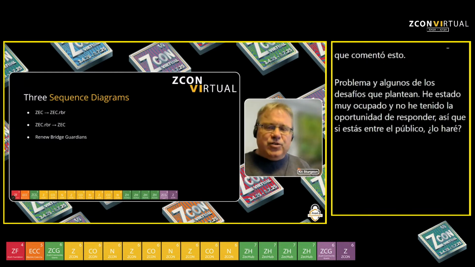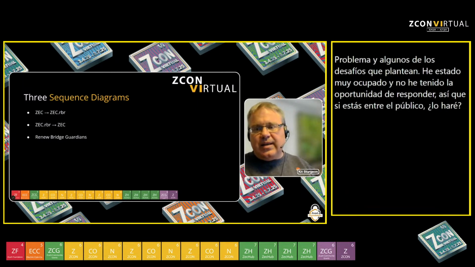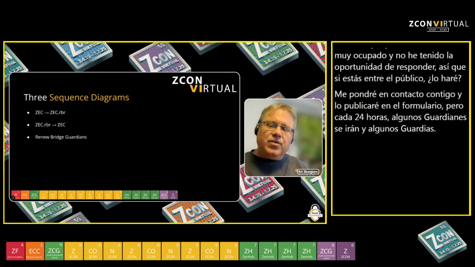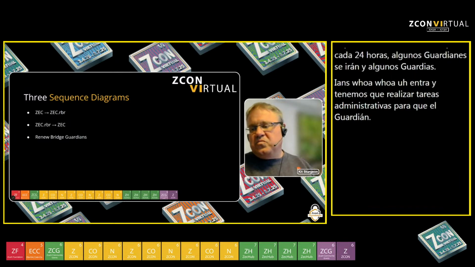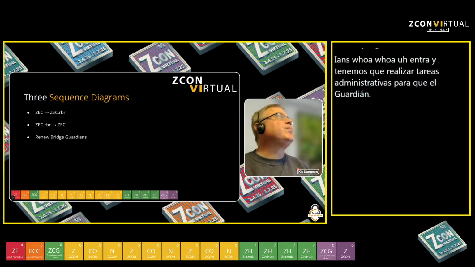But every 24 hours, some guardians will leave and some guardians will enter, and we have to perform administrative tasks so that the guardians that have left are removed from decision-making roles, and the guardians that are coming in are able to help make bridging decisions.